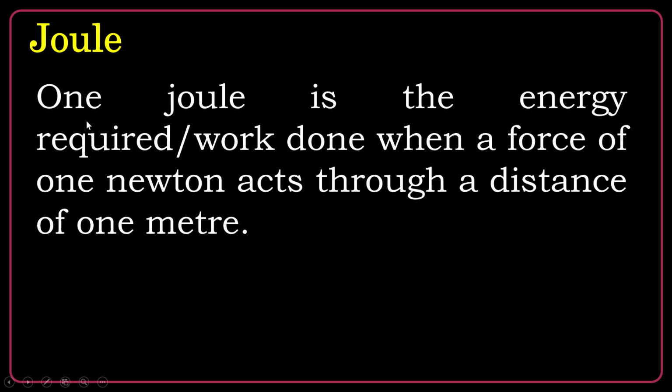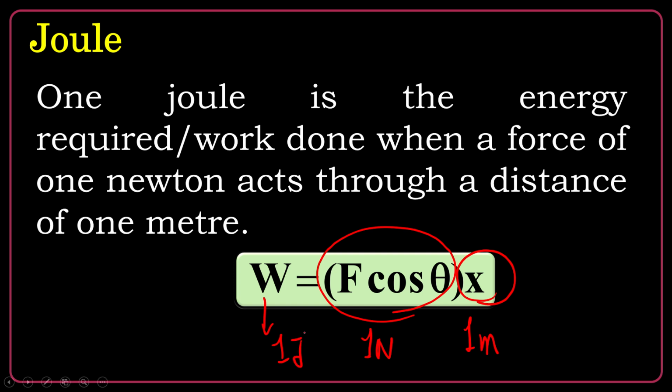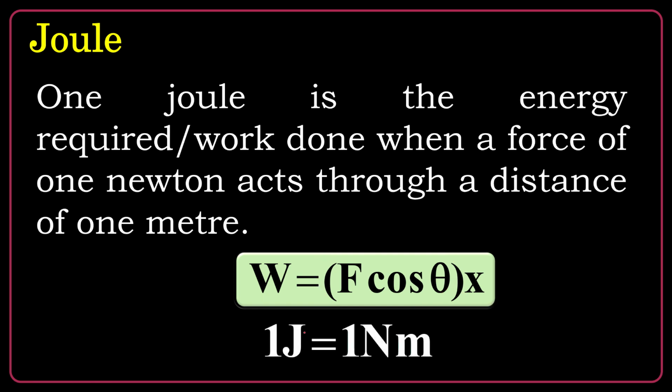Okay, now let's define 1 joule. 1 joule is the energy required or work done when a force of 1 Newton acts through a distance of 1 meter. Here I have W equals F cosine of theta times x. Let's say F cosine of theta, the effective force, is 1 Newton. x is also 1 meter, so it's going to be 1 joule. That's all. This is how we can define 1 joule.